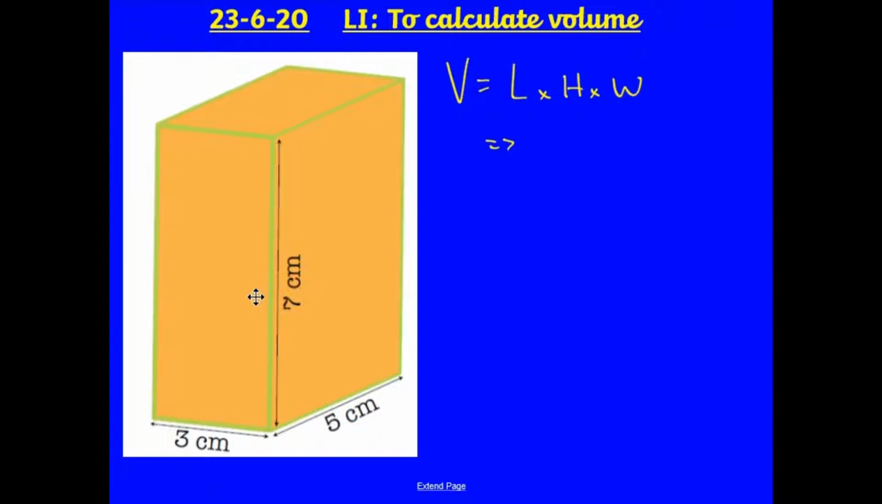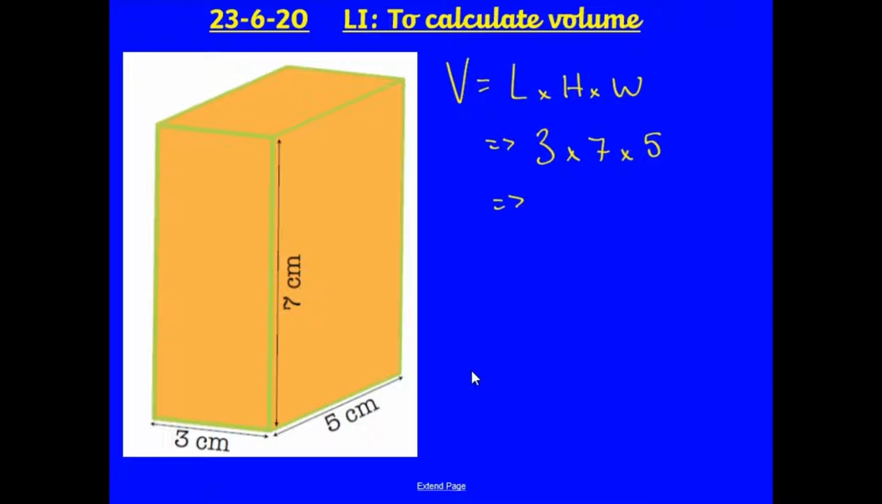So in this question here, I have got my length, my height, and my width here. So it will be 3 times 7 times 5. Now remember, you can do this in any order you want. It doesn't have to be done in a particular order. Because you're multiplying them all together, they're all going to equal the same answer.